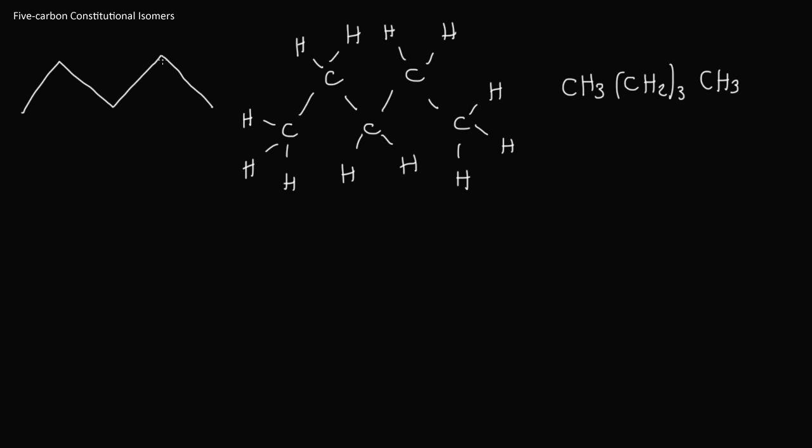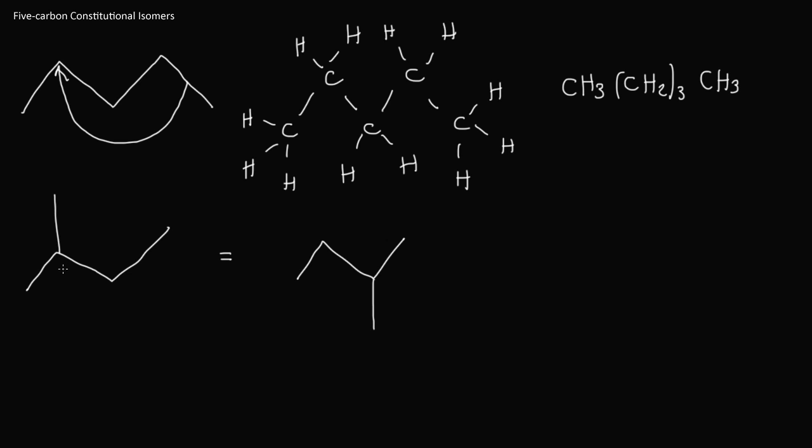Now, what if we arrange differently? What if we take this branch over here and place it over here? So we're pretty much moving it right over here. And that will give us something that looks like this. Now, make sure you know that this is equal to this. They have the exact same structure. This is identical. They're not isomers of each other.